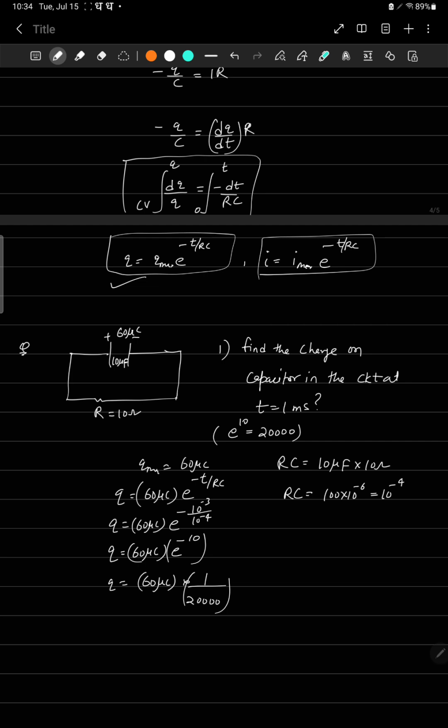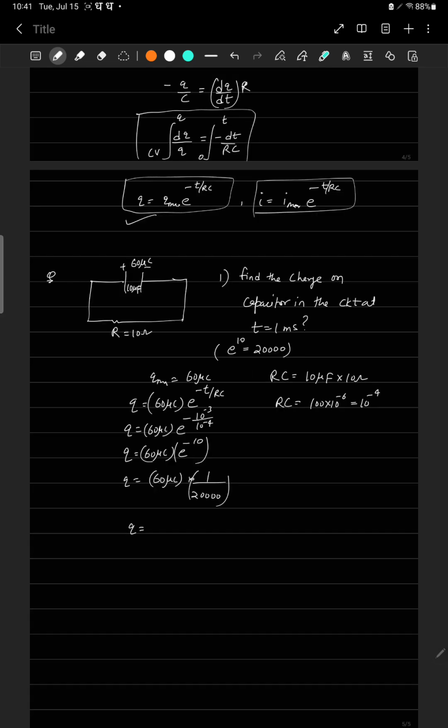So just solve this value here. You can see here the charge is coming out to be 60 microcoulomb. So the answer is 60 into 10 to the power minus 6 divided by 2 into 10 to the power 4. You can solve it: 30 into 10 to the power minus 10 coulomb. So that is the answer here.